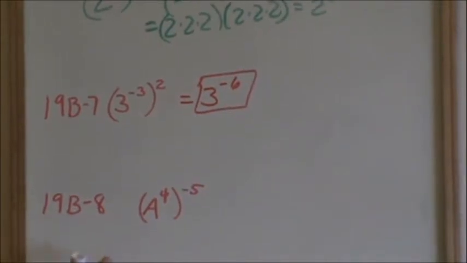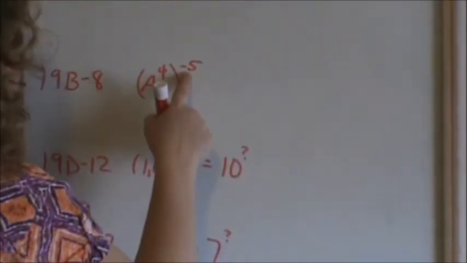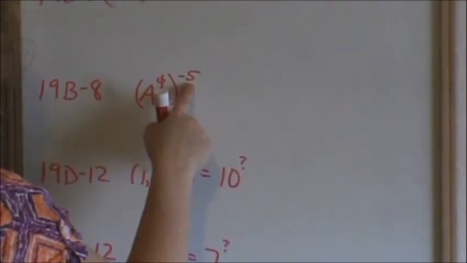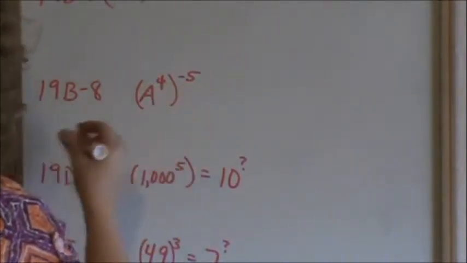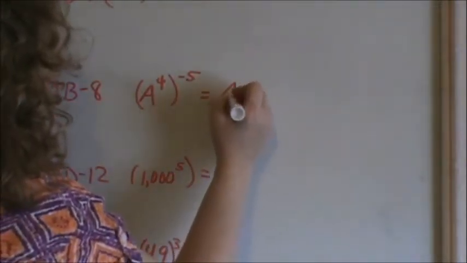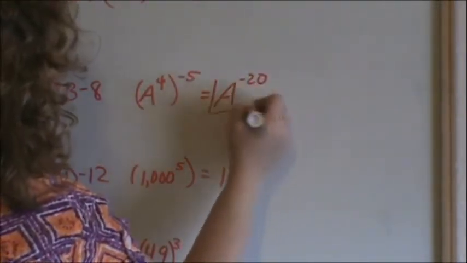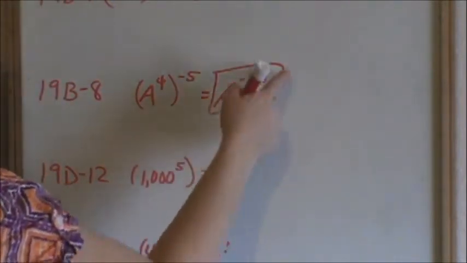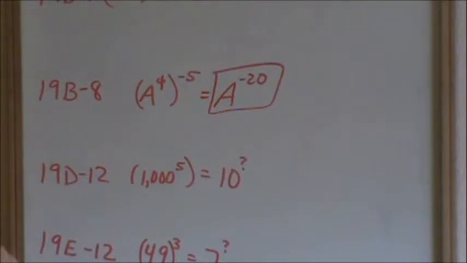19b, number 8, we have a to the 4th raised to the negative 5th. An exponent raised to an exponent means you multiply your numbers together. A positive times a negative is a negative, so that would be a to the negative 20th. Again, if they just say keep it on one line, then this answer is acceptable.